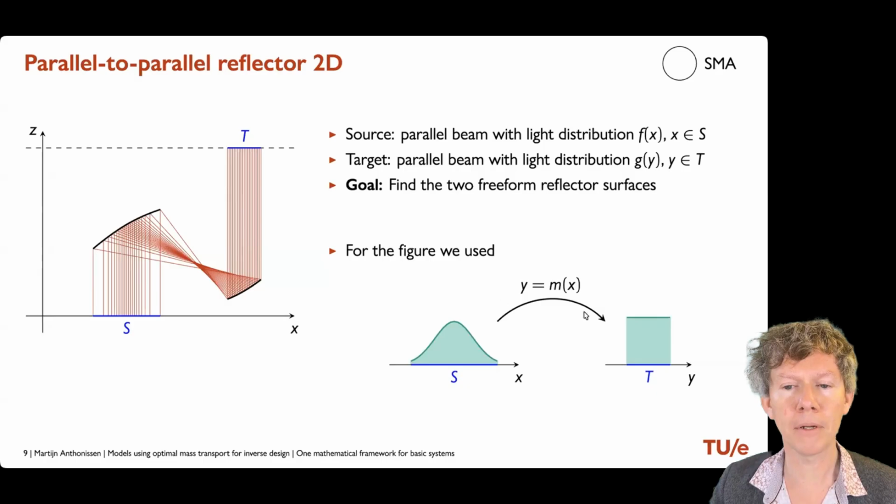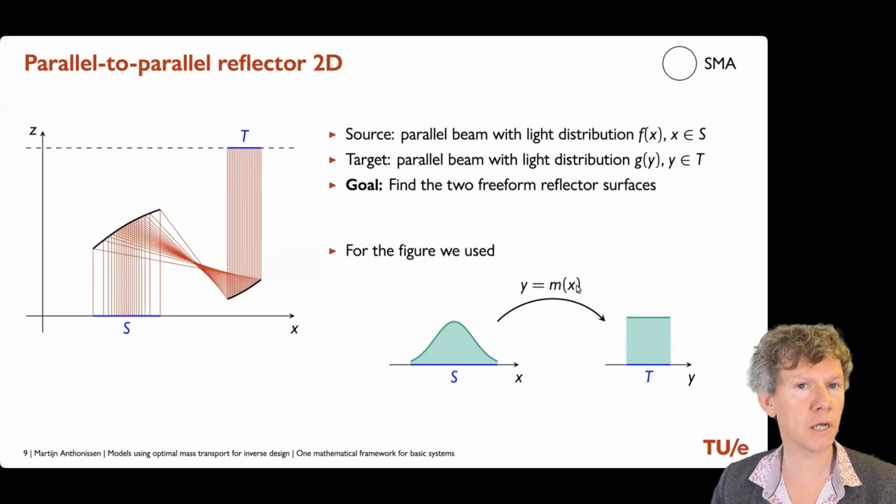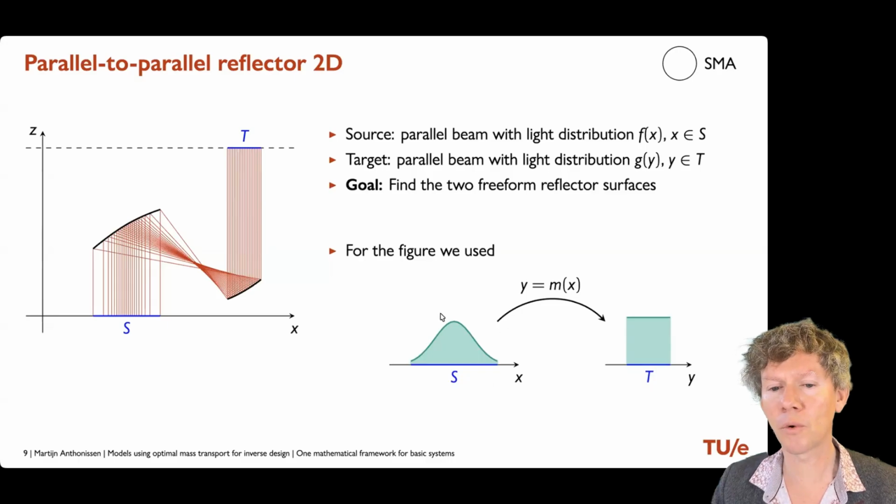And there is a mapping that tells if you pick a coordinate in the source where a light ray starts, it will end in the target at coordinate y. So this is the optical mapping that tells starting and landing position of a light ray. What you also already see in this picture is that the area under the graph on the left should be equal to the area on the right, which means that no light is lost and no light is created in the optical system. So this is conservation of energy in a sense.